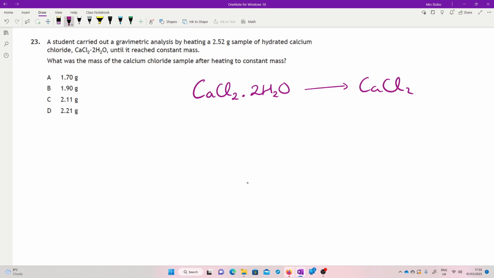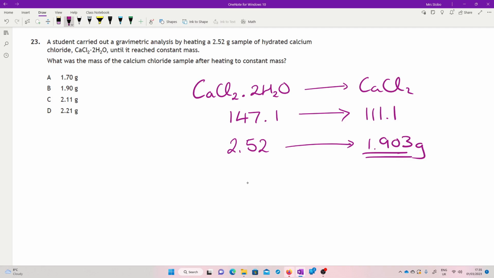So if I do the formula mass of CaCl2, and then obviously add 2 18s in for water, that gives me 147.1. My calcium chloride part of that was only 111.1. So if I started with a 2.52 gram version, 2.52 divided by 147.1 times 111.1 gives me 1.903 grams.